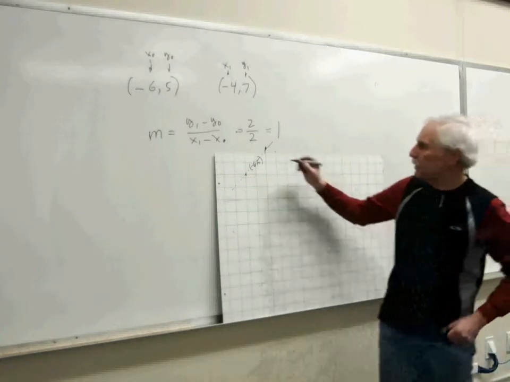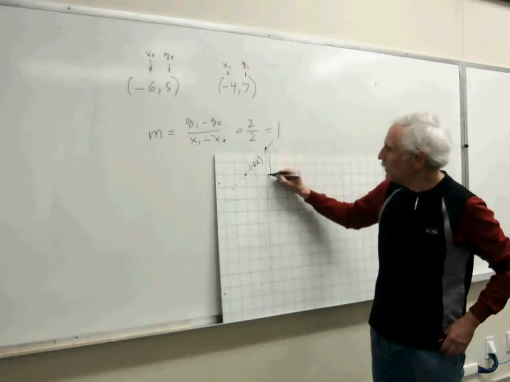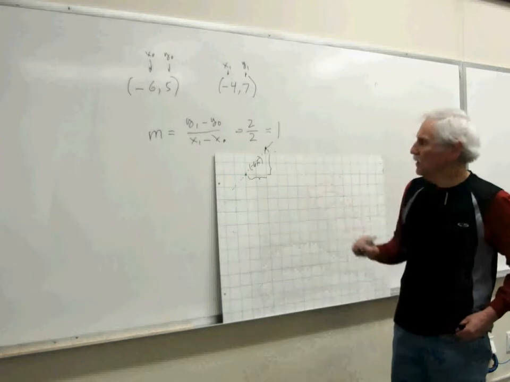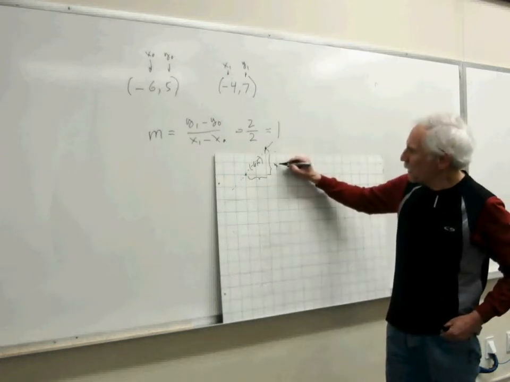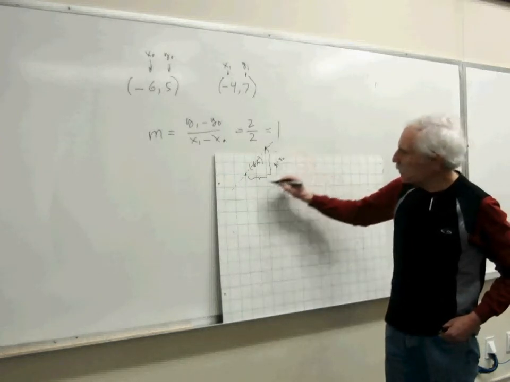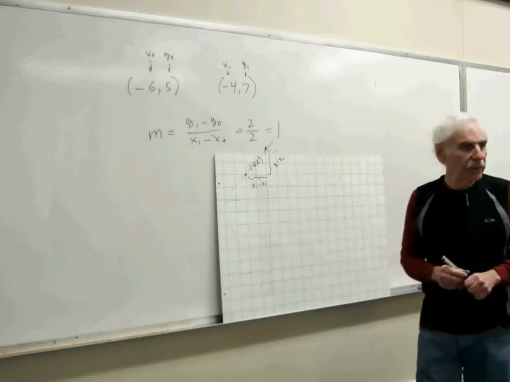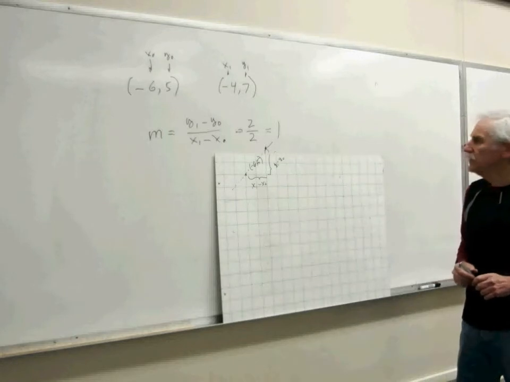So all you're doing is you're taking this rise and dividing by that run. So of course this is y1 minus y0, and this is x1 minus x0. So it's the differences in the y's and the differences in the x's. Can you do that again? How did you do the graph from the points?